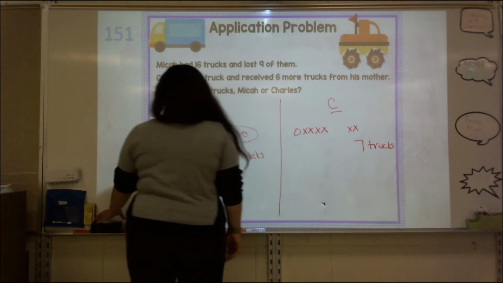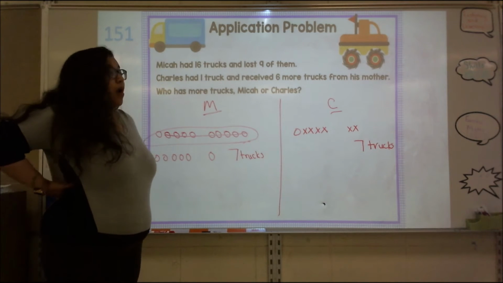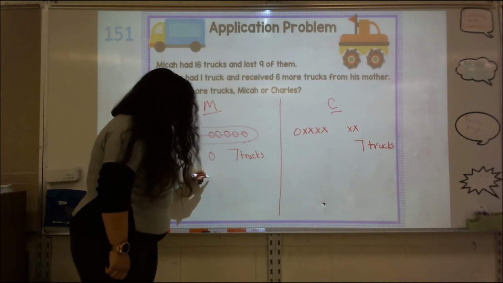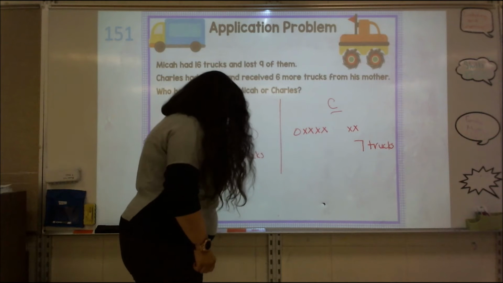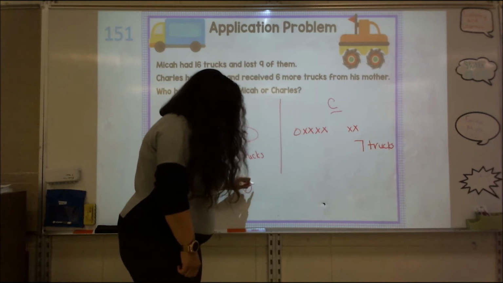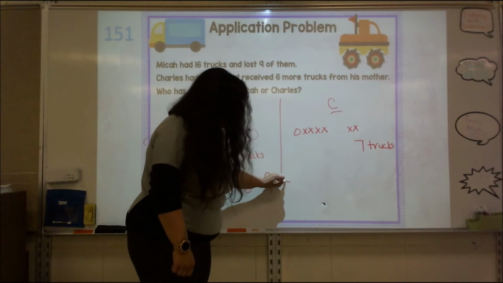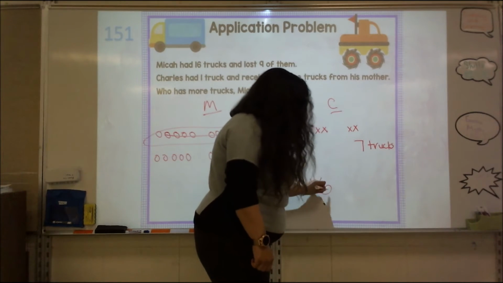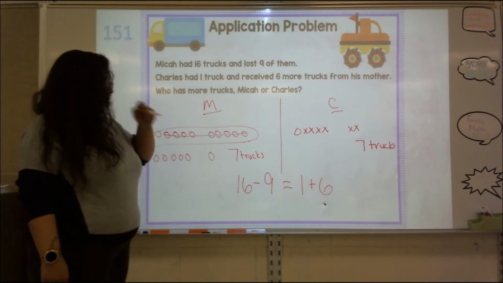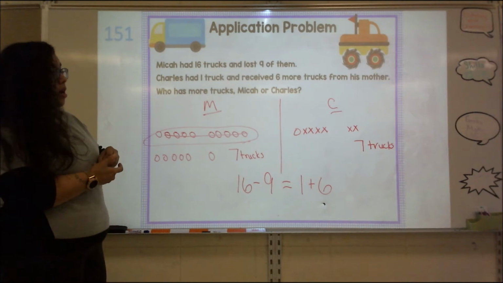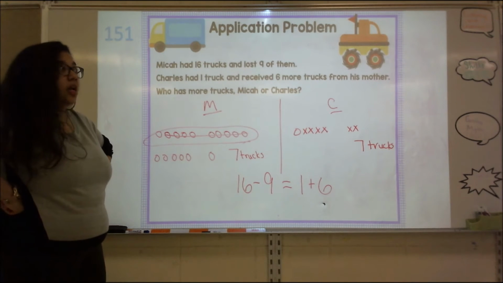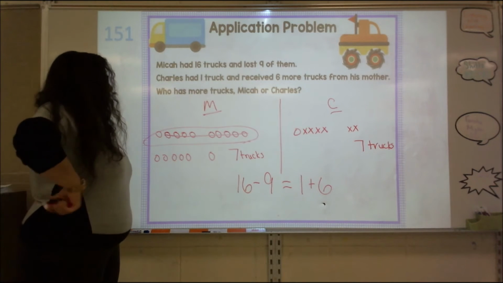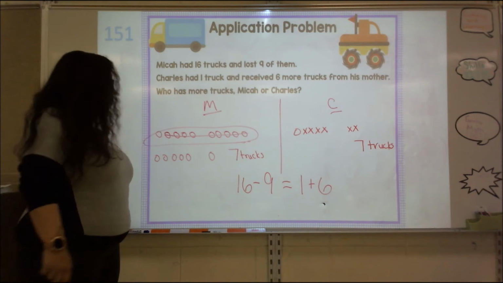I found it. So I picked this problem on purpose because when we look at the number sentence here, we see 16 minus 9 is equal to 1 plus 6. And we know that's true because we already drew pictures to match that. We know that both sides of that equation are equal to 7. And that's exactly what we're working on today: true and false balancing equal number sentences.